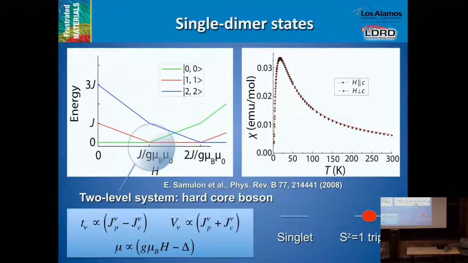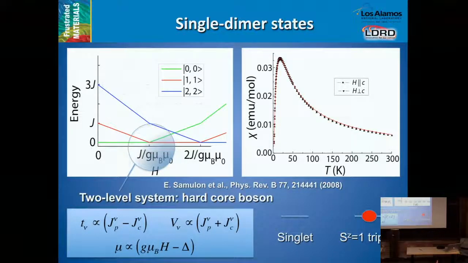So if you apply a magnetic field now, then one of the three triplets, the SZ equal 1, will go down in energy. And eventually, there will be a region of magnetic field values where you have only two low energy states, the singlet and the SZ equal 1 triplet, right? So once again, we end up with a low energy manifold with two levels. We can use this kind of description. You can describe the singlet as the empty state, the triplet as the state occupied by a hardcore boson. So we can think that each triplet is a hardcore boson.